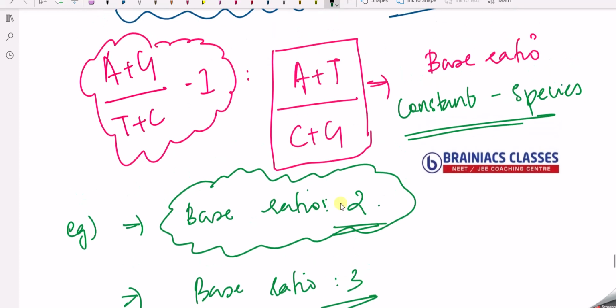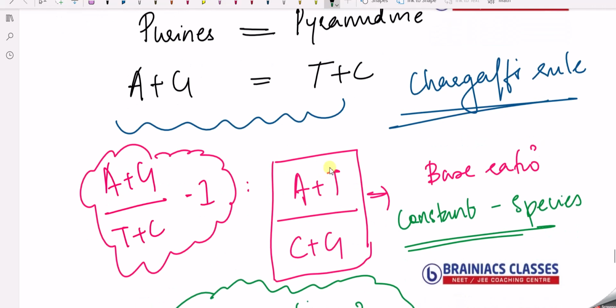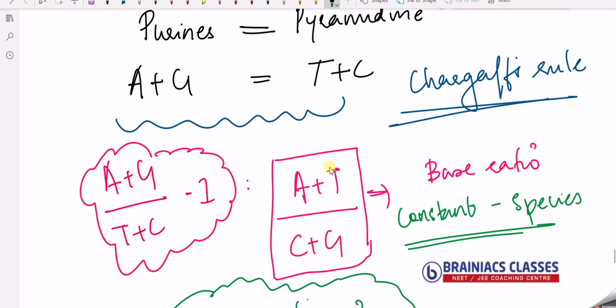Understand the difference between base ratio and Chargaff's rule? Any confusion in the base ratio and Chargaff's rule? Okay, so this is about the base ratio and Chargaff's rule.